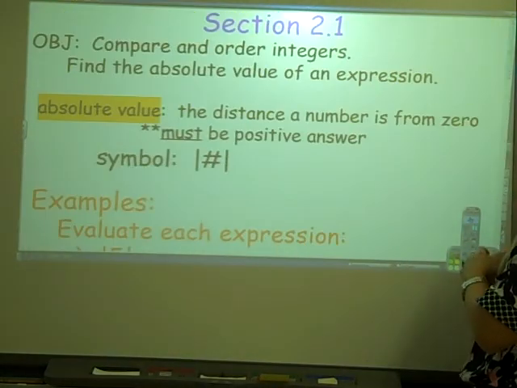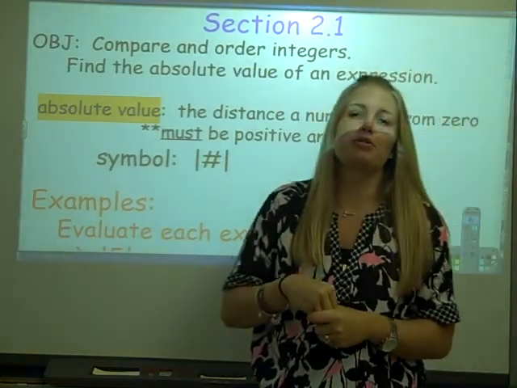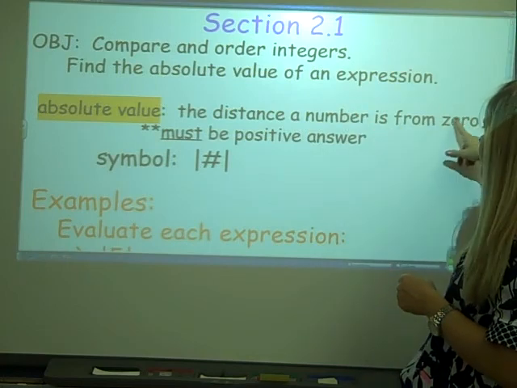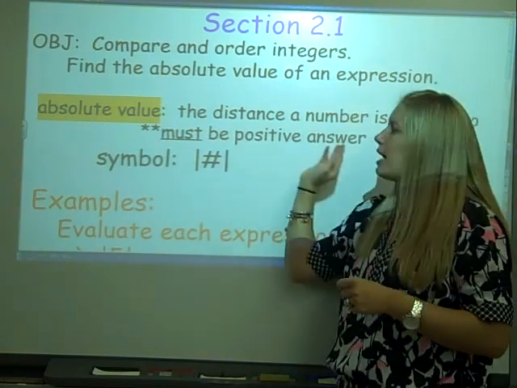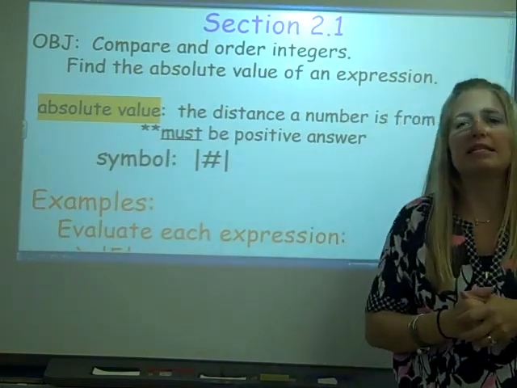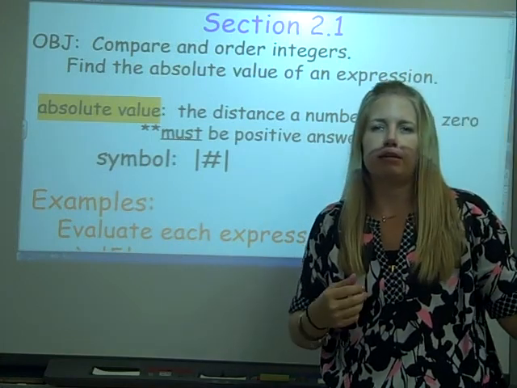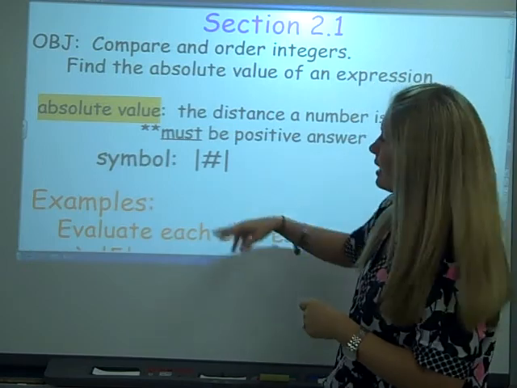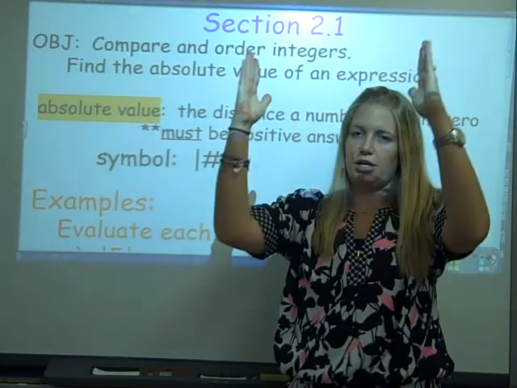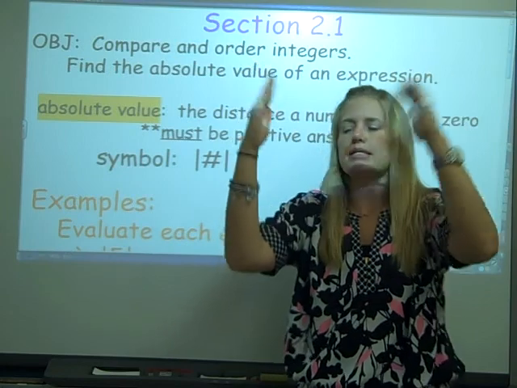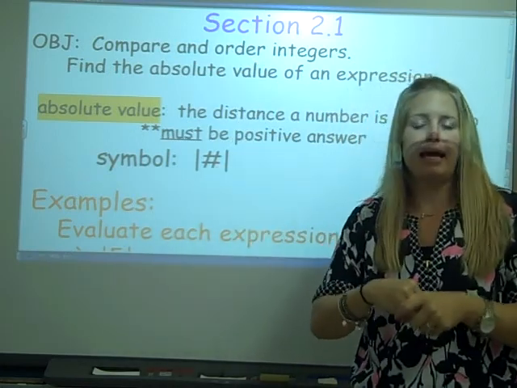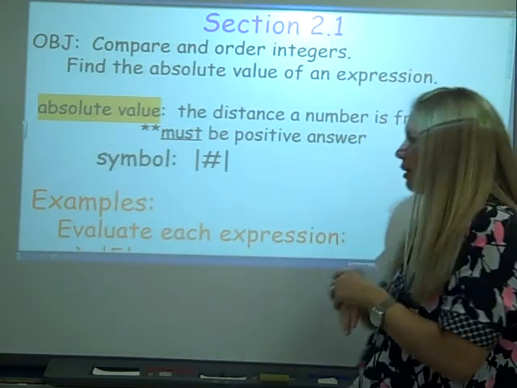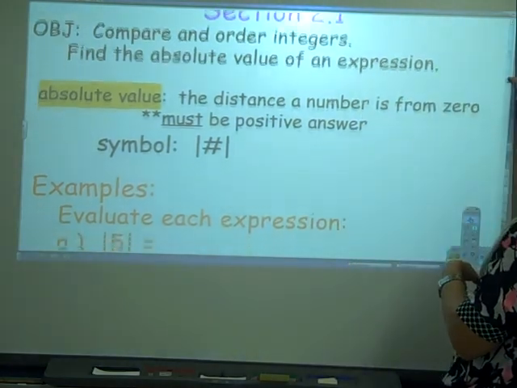Alrighty. Last but not least is our vocabulary word absolute value. Absolute value is the distance a number is from 0. It must be a positive answer. You cannot have a negative distance. You can't travel negatively. Okay? Oh, well, what if you travel back in time? You cannot do that. Alright, so the symbol looks like 2 straight lines, like a touchdown kind of symbol, with a number in between. That's asking you, how far is this number from 0? Okay, it will always be a positive answer.